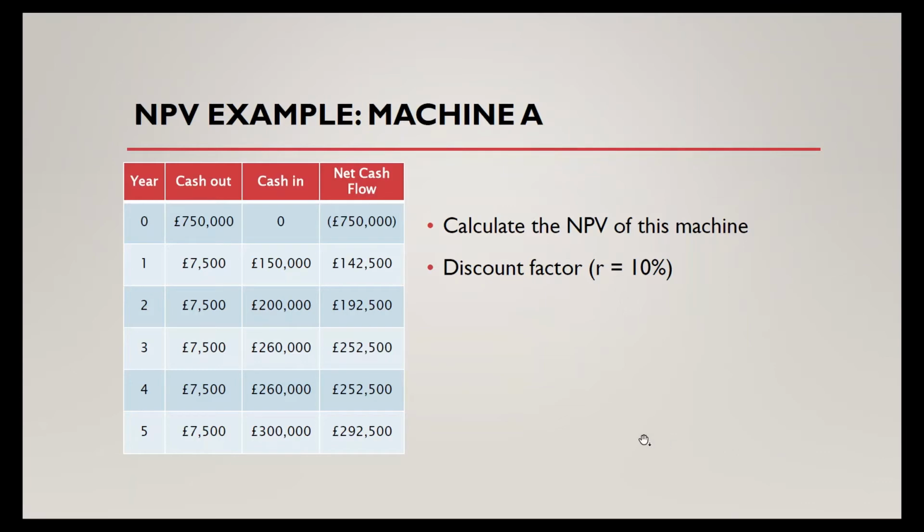And every year there will be £7,500 of the expenses. The revenue that we can receive from this machine A varies from 150,000 to 300,000 pounds. In this case, assuming the discount factor is 10%, then what is the value of the NPV?